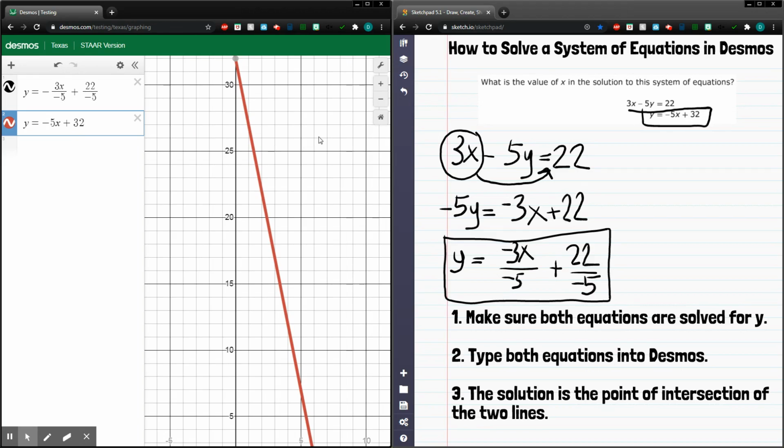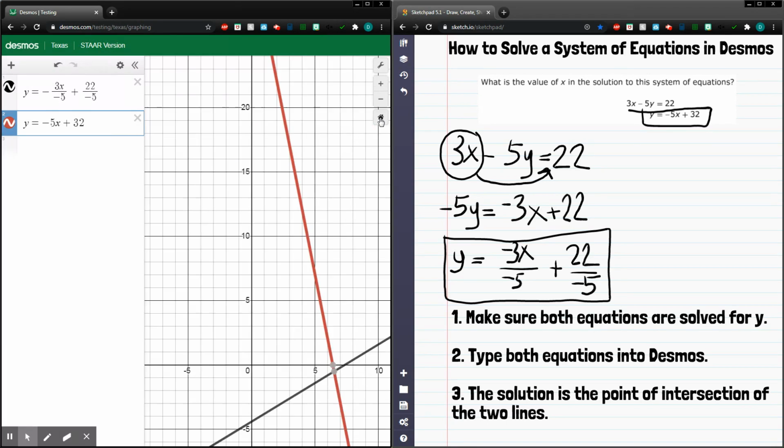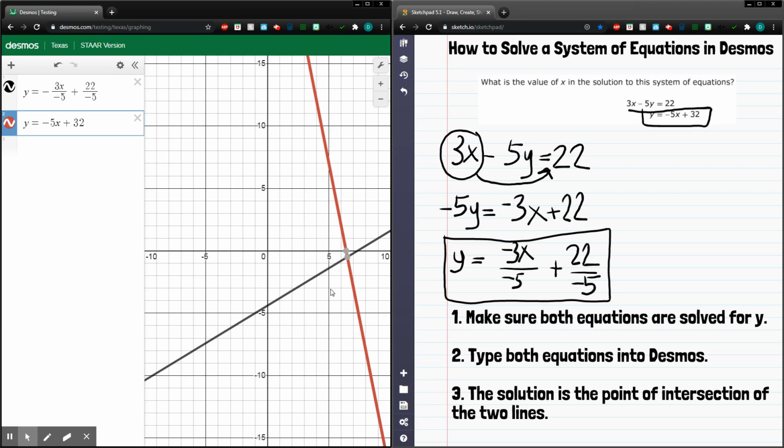Now that I've typed in both equations, I need to figure out where the two lines intersect. So as you can see now, I don't see where the two lines cross. I don't even see the second line. So the very first thing I'm going to do is click on this little house symbol right here. That's going to give me a default zoom. Now that very easily shows me where the two lines cross.